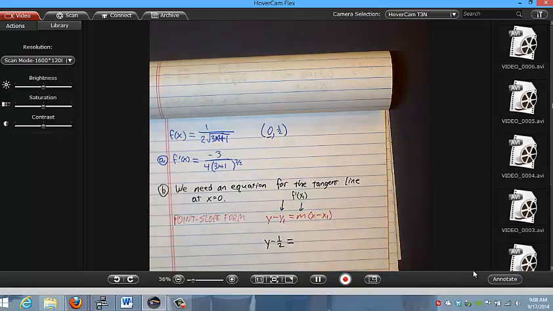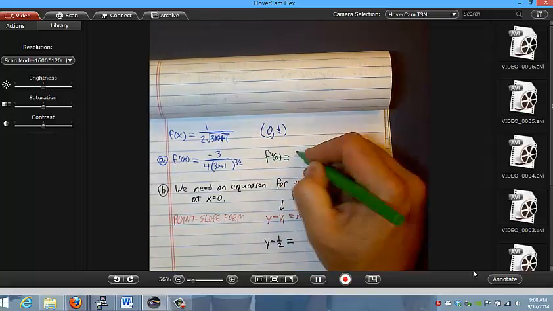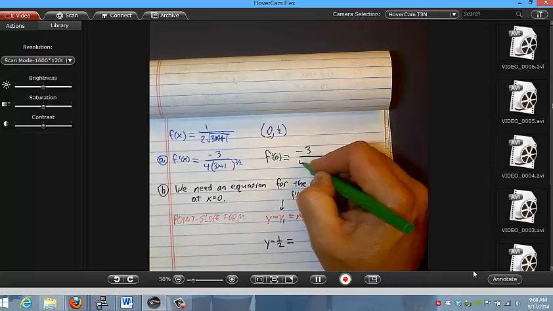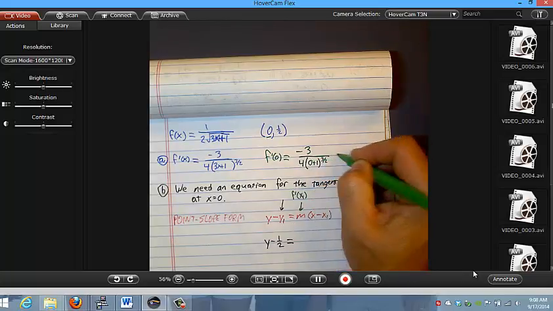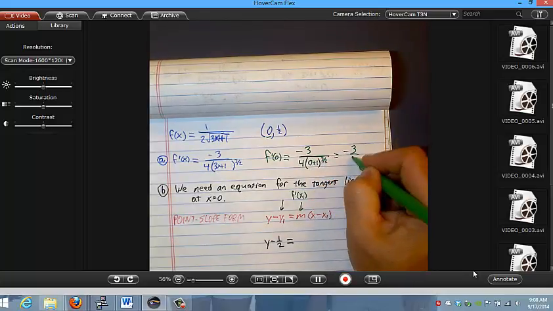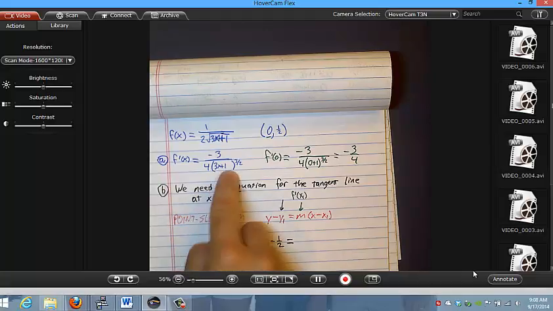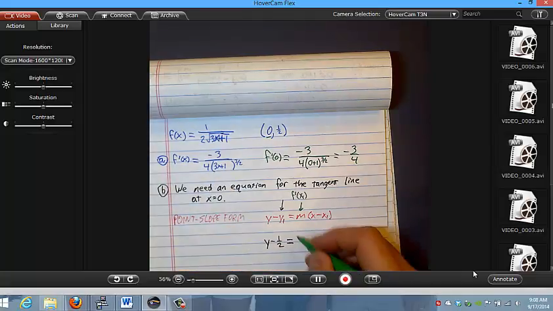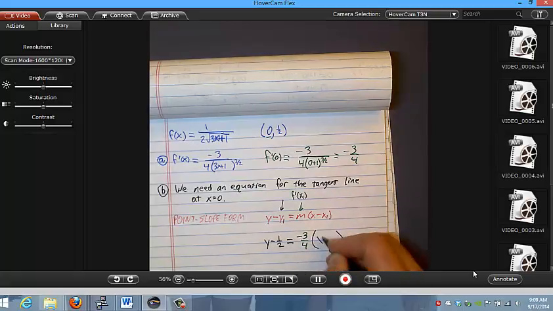So yeah, we need f prime of 0. So what is f prime of 0? I guess it would be negative 3 over 4 times, well, this would end up being 0 plus 1 to the 3 halves power. So I'm getting negative 3 fourths. Is that what you guys got? I'm glad they made x equals 0. Or this would be hard to compute, possibly. You know? So we get negative 3 fourths for the slope. And then it would be x minus 0.